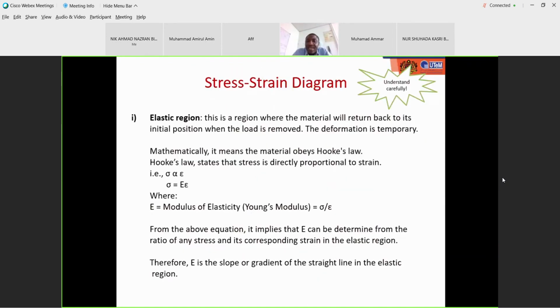So mathematically, it means the material obeys Hooke's law. And for Hooke's law, your stress is directly proportional to your strain. That is, your stress is proportional to strain. And the constant of your proportionality is E, which is your Young's modulus. So from the above equation, it implies that E can be determined from the ratio of stress and its corresponding strain in the elastic region.